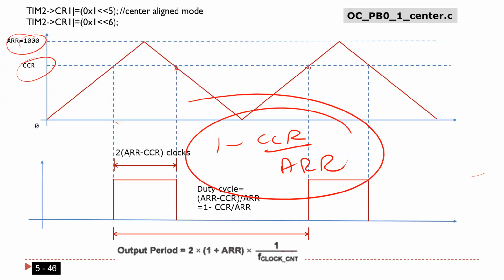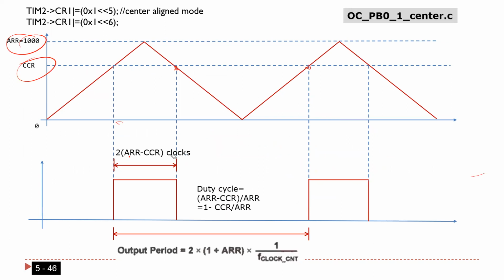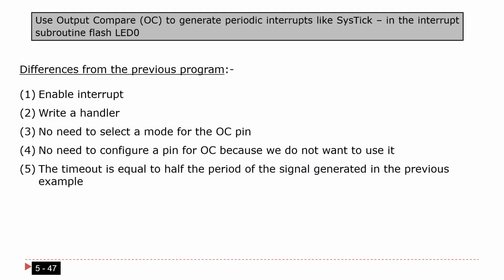The second program I'm going to teach is, although this is not the main functionality of output compare, listen to me. Output compare is used, as I told you, to generate signals. However, you can also use output compare to generate periodic interrupts, like SysTick. So what I want right now is to generate periodic interrupts like SysTick. I don't want to generate a signal. You understand what I'm saying?